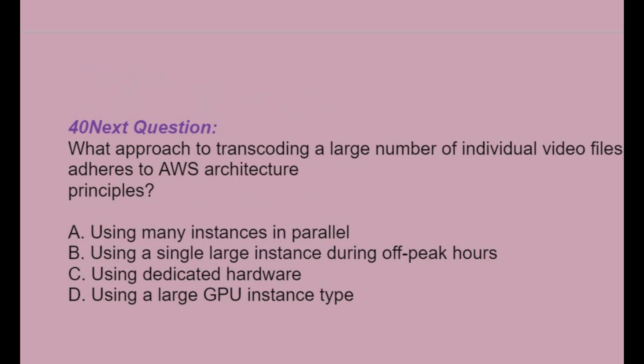Question is, what approach to transcoding a large number of individual video files adheres to AWS architecture principles? Option A, using many instances in parallel. Option B, using a single large instance during off-peak hours. Option C, using dedicated hardware. Option D, using a large GPU instance type. Correct answer is option A.